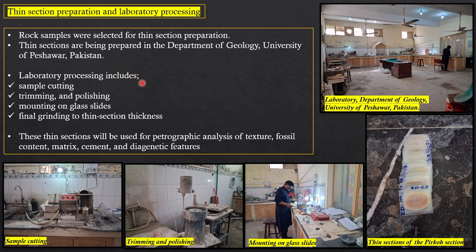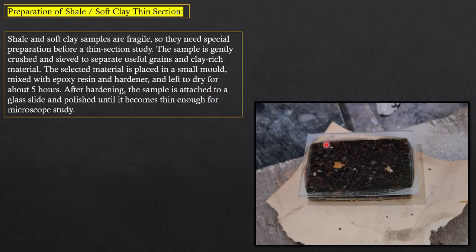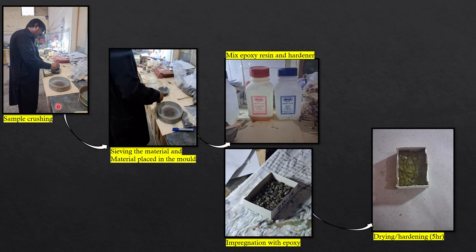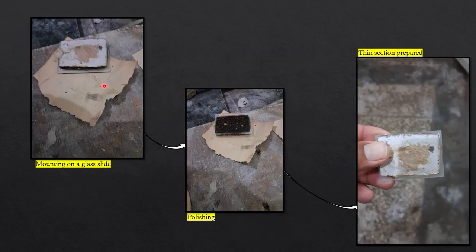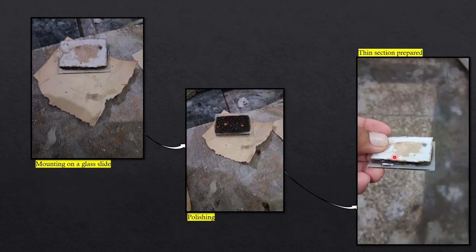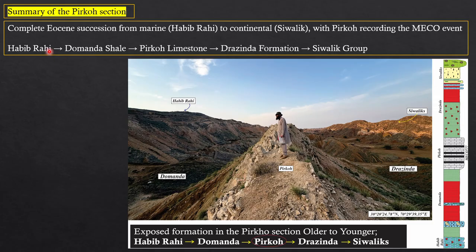Now we start the thin section preparation for my area, in which we prepared almost 140 thin sections. This is the preparation: firstly we grind, then we use this magic glue to consolidate these sediments, and then we give it 5 hours for solidification. After solidification we paste it on the mirror, and after that we get this kind of thin section.